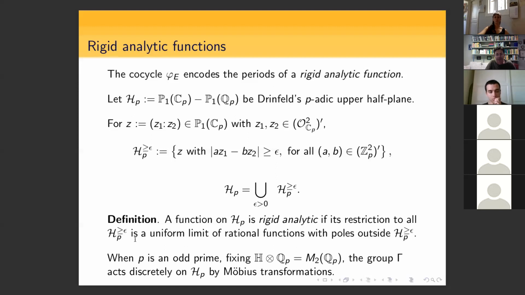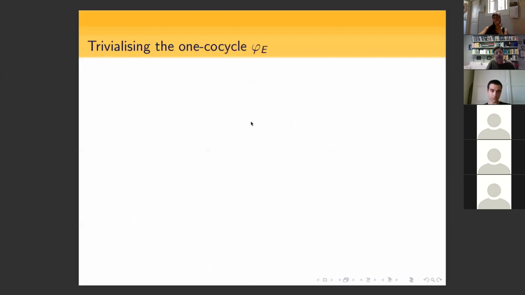So if p is an odd prime, we can fix an identification of the Hamilton quaternions over Q_p with the 2x2 matrix ring over Q_p, and thereby embed the group gamma in SL2(Q_p), and therefore this group gamma acts discretely on the p-adic upper half plane by Mobius transformations. So now we can try to trivialize this one cocycle, this phi_E. Remember, this was defined purely in the setting of group cohomology as a homomorphism on this discrete group gamma.